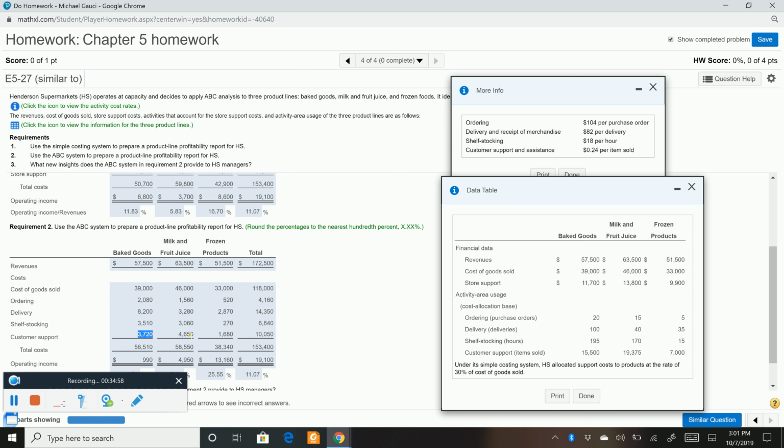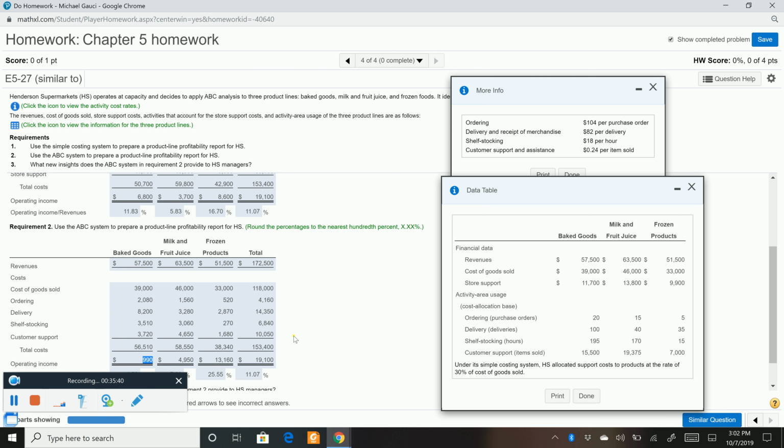You do the same thing with milk and fruit juice and frozen products. You take the statistics for ordering, delivering, shelf stocking, and customer support and multiply it by the predetermined rates. You can see our operating income is still $19,100 between the simple costing system and the activity-based costing system. The difference is how we allocate our indirect costs. So baked goods, using a simple method, the operating income was $6,800. But using an activity-based costing system, it's only $990. Wow, we were way off there.